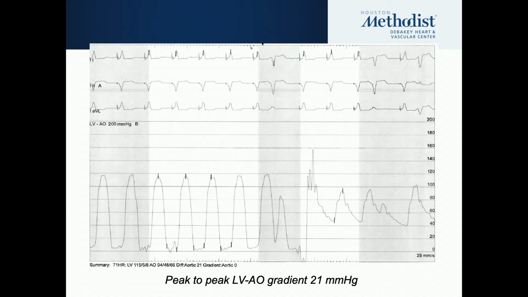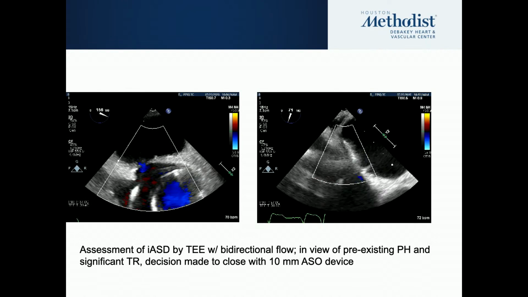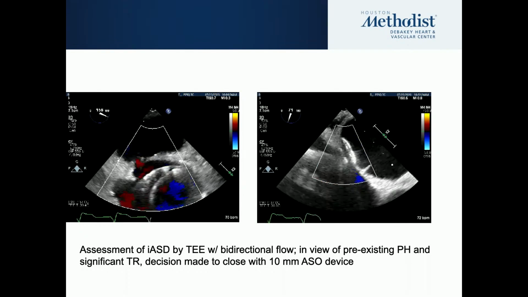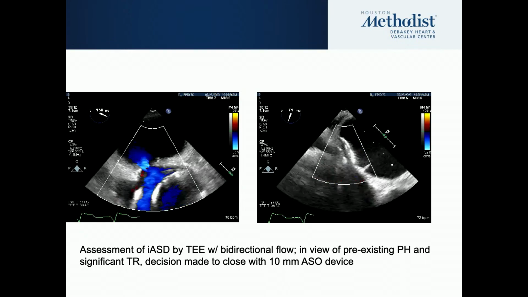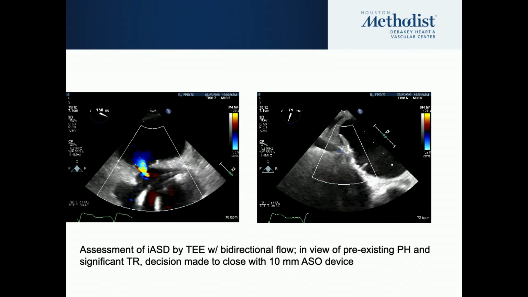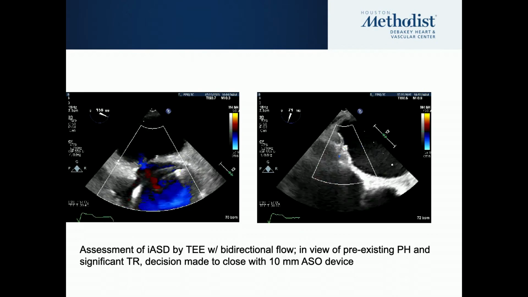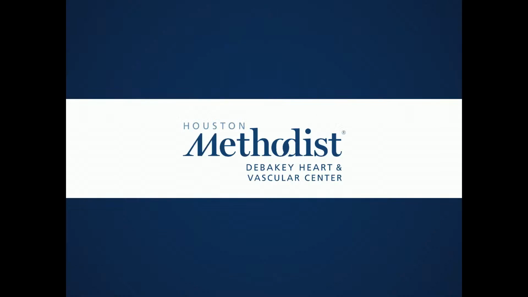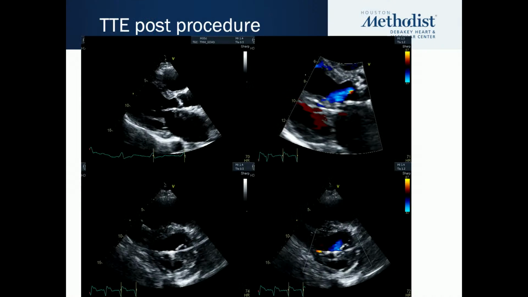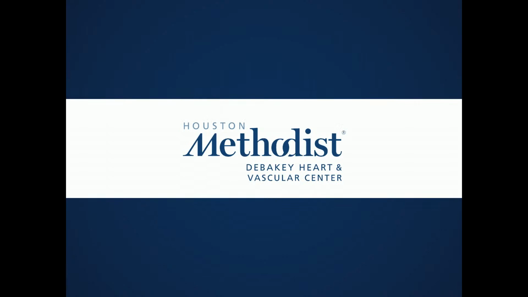As expected, there was probably some increase in forward flow, and the peak-to-peak LVAO gradient was 21 after the MitraClip procedure. And he did have an iatrogenic ASD with a bidirectional flow on TEE, and in the setting of pre-existing severe pulmonary hypertension, we went ahead and closed the hole with a 10 millimeter ASO device. So we can pause here maybe for a discussion on the role of closure for an iatrogenic ASD.